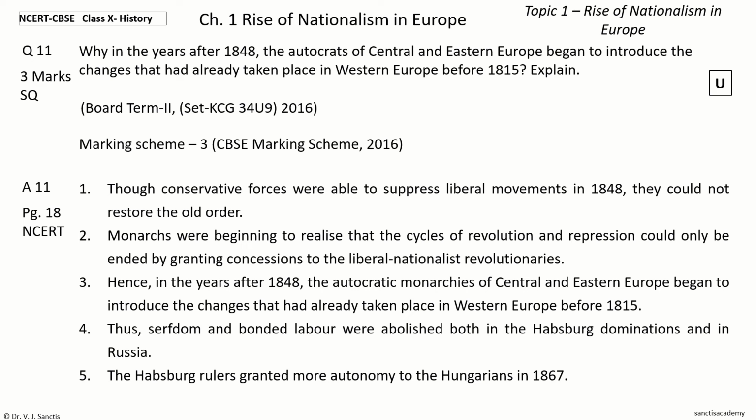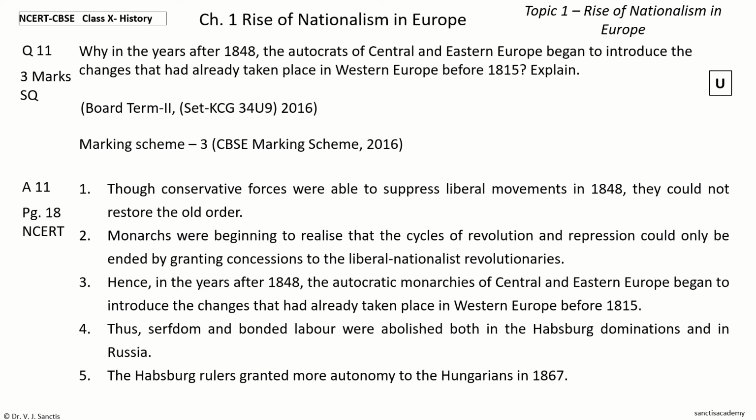The monarchs were beginning to realize that cycles of revolution and repression could only be ended by granting concessions to the liberal nationalist revolutionaries. So again, this is a way of finding a middle ground, because if you are too conservative, there will be a revolution. After revolution, you again become extremely conservative, there will be one more revolution. The people wanted change, and this cycle was becoming exhausting and very expensive for the monarchs. So they thought, to end this continuous cycle, we have to find a middle ground and grant concessions to the liberal nationalists. Liberal as in free.